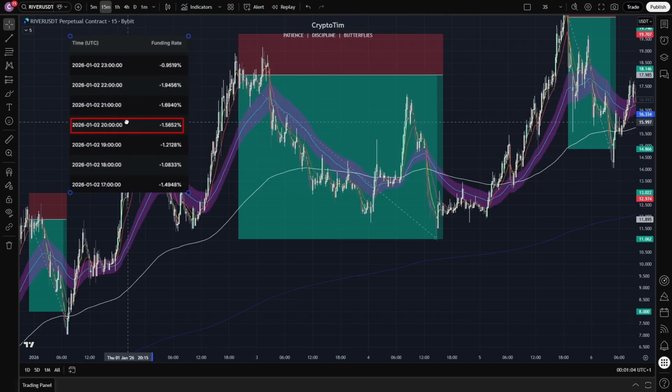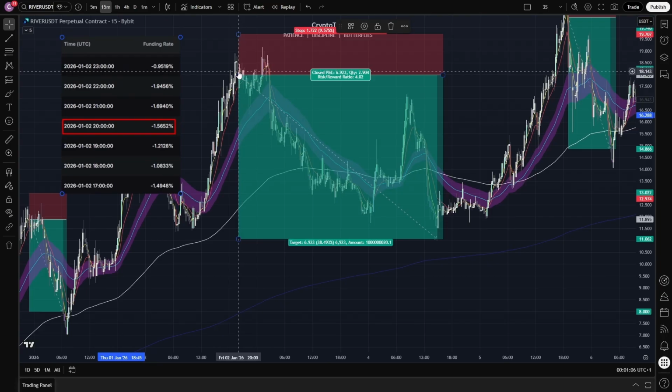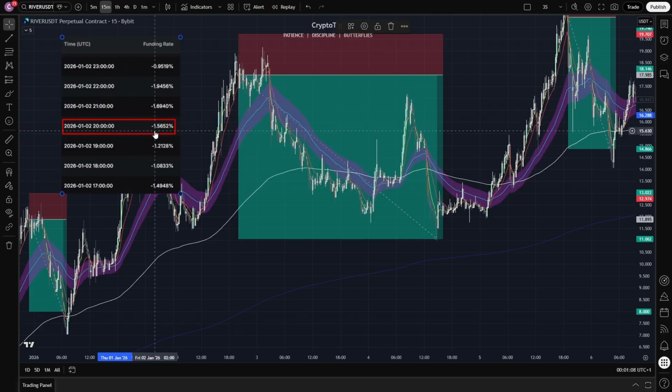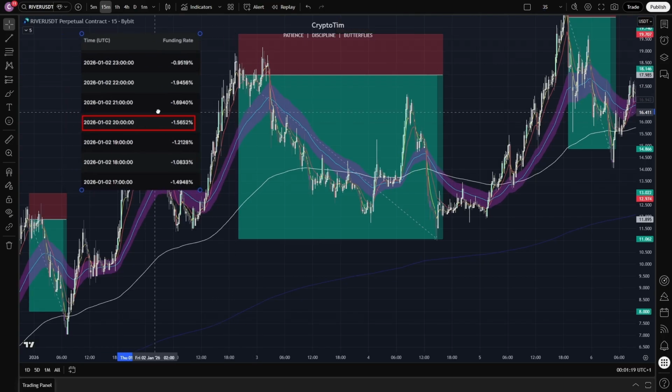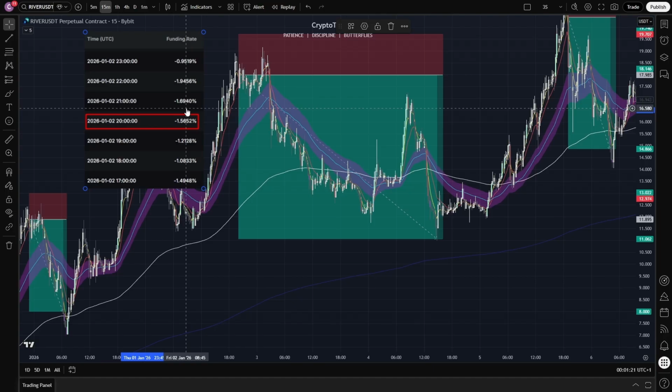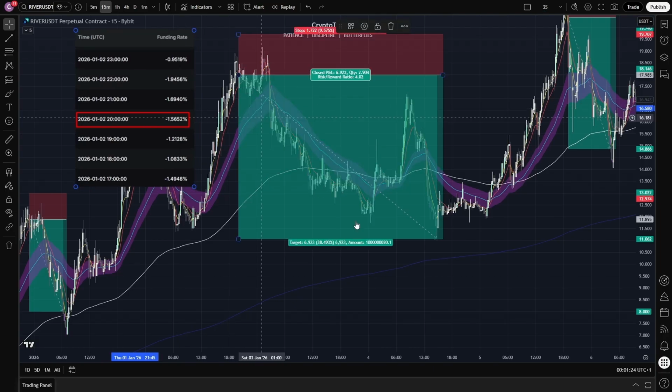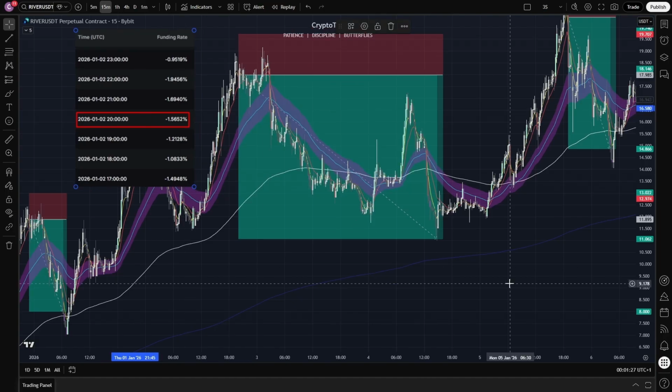If I pull up the funding fees, you can see right here at 8 p.m. they were at minus 1.56%. It isn't quite the maximum 2% funding fees, but nevertheless we were at an all-time high. I saw the funding fees run up, so I was expecting a move down, so I jumped in maybe a bit too early, I have to admit. I'm also not perfect, guys, so I also sometimes jump in trades too early.